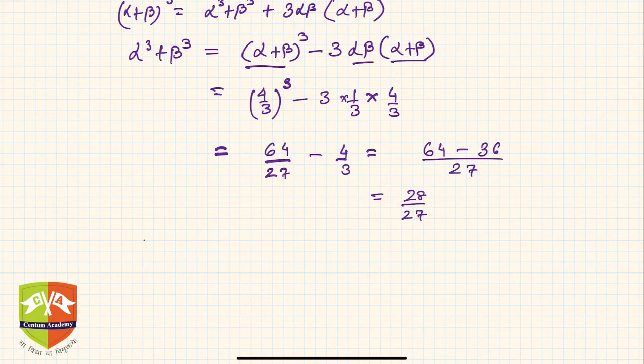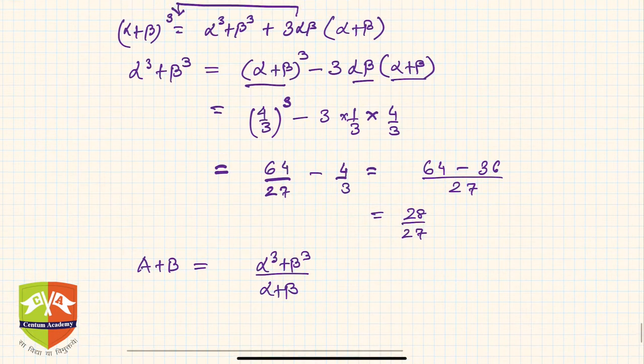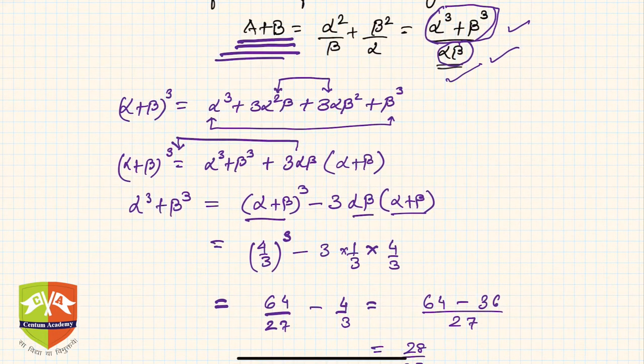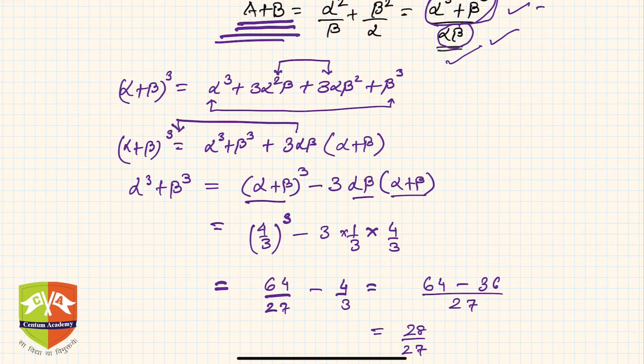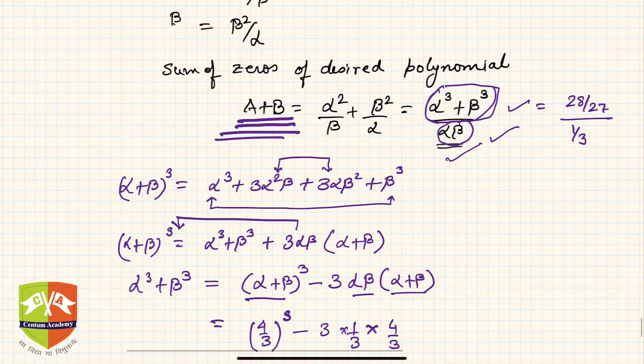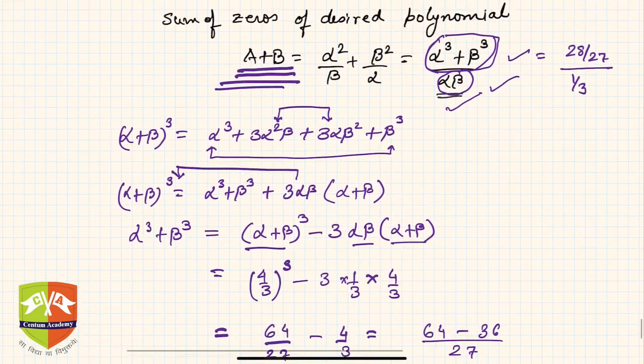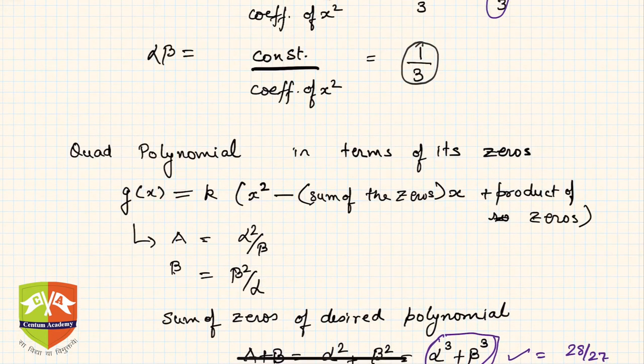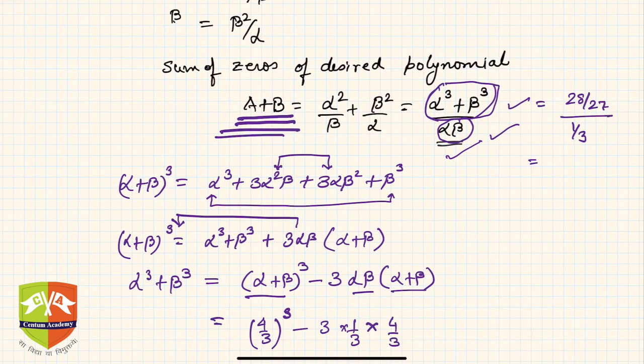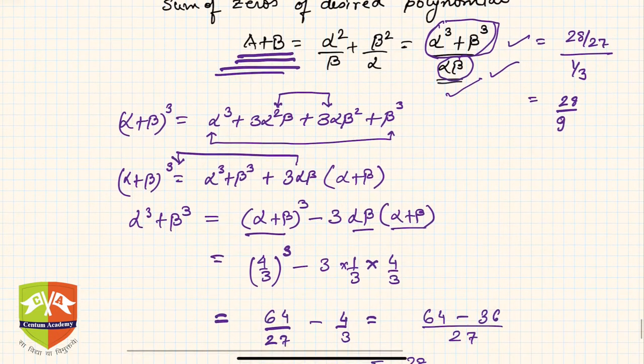Now what is the value of A plus B? The sum of the zeros of the new polynomial is alpha cube plus beta cube by alpha plus beta, isn't it? That's what we needed to find out. So let us write here itself. Alpha cube plus beta cube is how much? 28/27, and alpha beta was 1/3, isn't it? Where did we find that out? 1/3 here. Alpha beta was 1/3. So hence, what is this now? 28/9 is the sum of the new zeros.